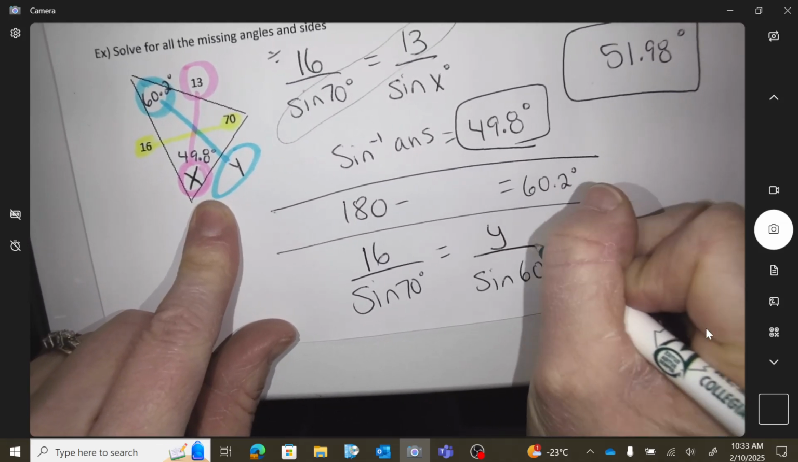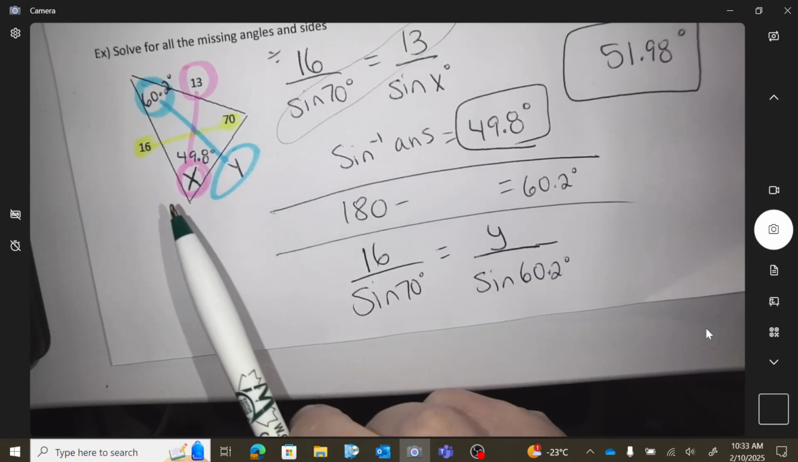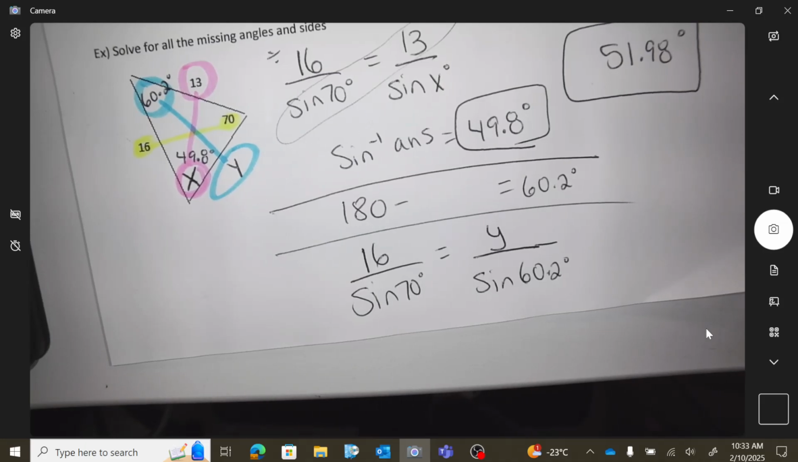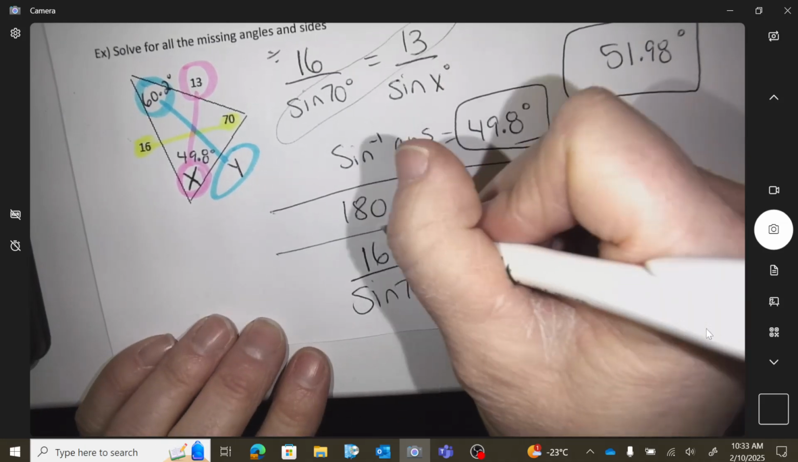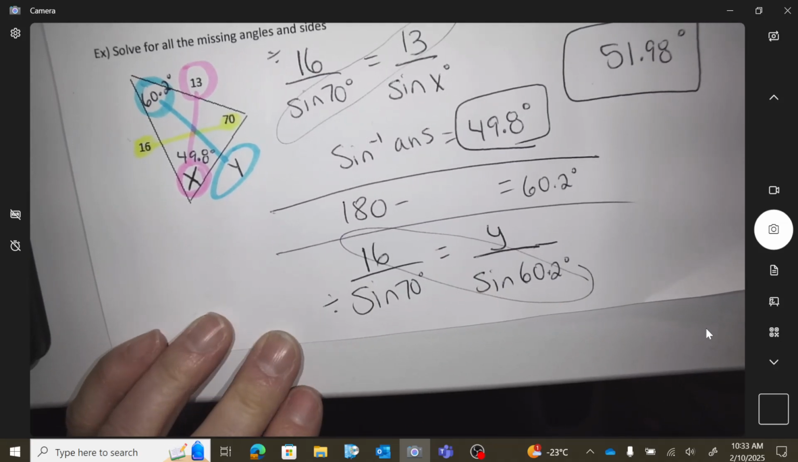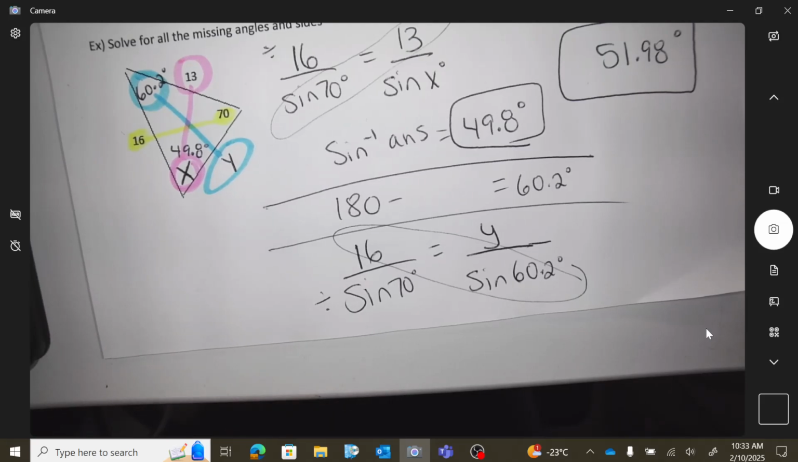and sine 60.2. Do you see it visually? There's the yellow partner to the blue partner. Times, divide, and inverse or not inverse? Not. It is a side.